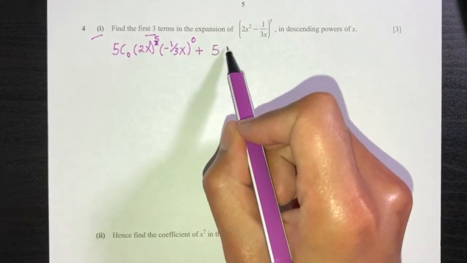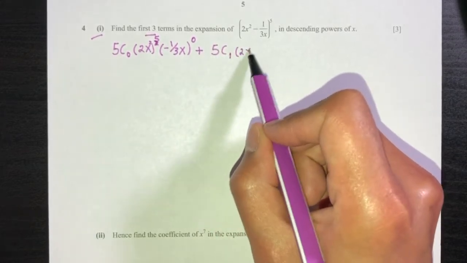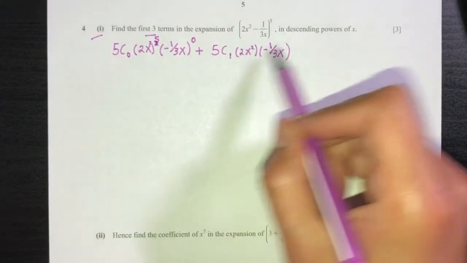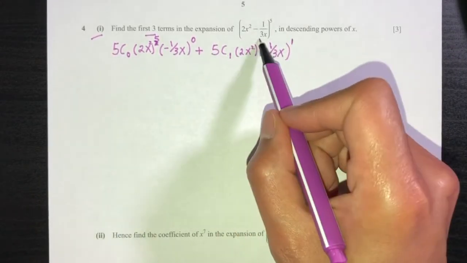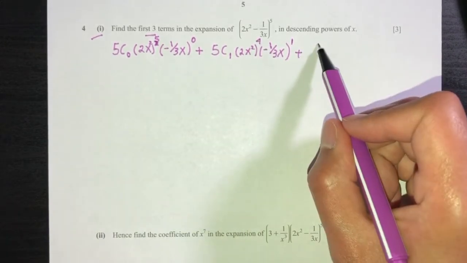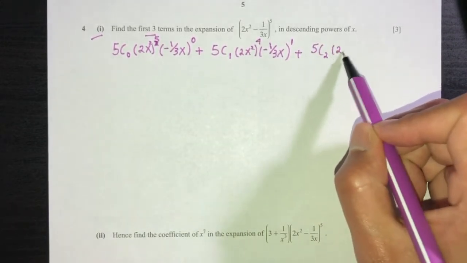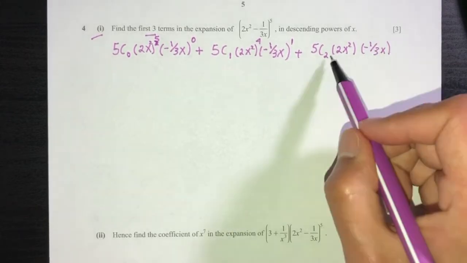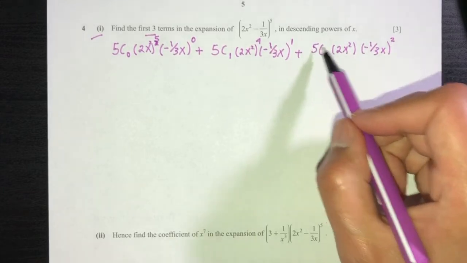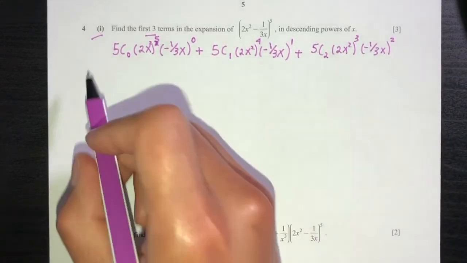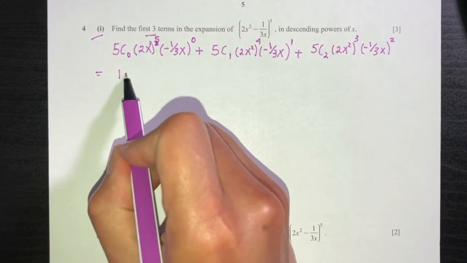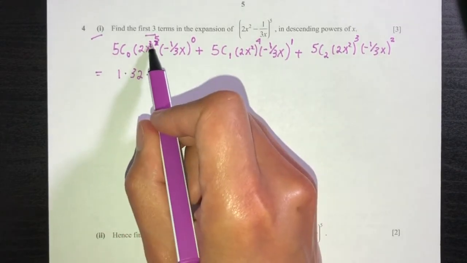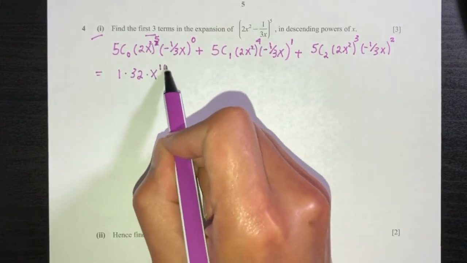Plus the second term, 5 choose 1. Here we have 2x minus 1 over 3x. Here we have 1, that will be 1. 5 minus 1 is 4, that will be 4. And the third term, 5 choose 2, 2x squared, and minus 1 over 3x. So we have 2, that will be 2. 5 minus 2 is 3. Now we can simplify. 5 choose 0 is 1 times 2 power 5 is 32. X squared power 5 will be x power 10.